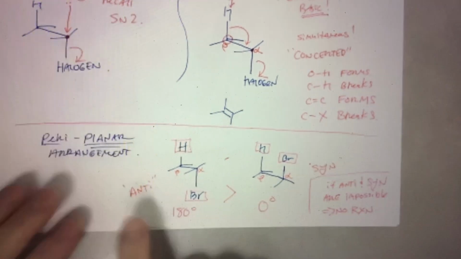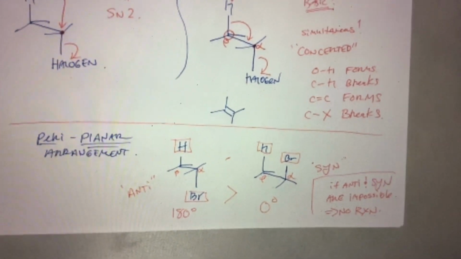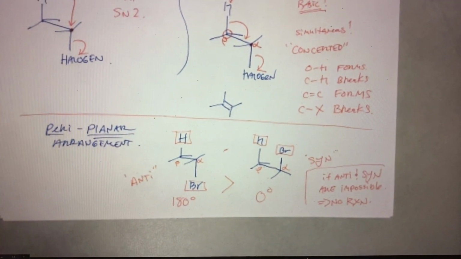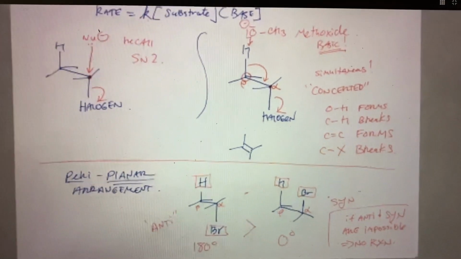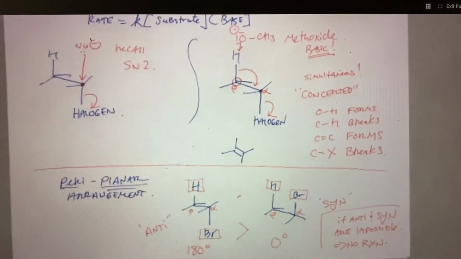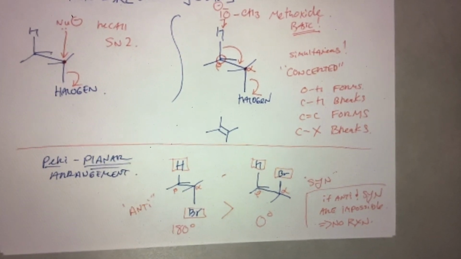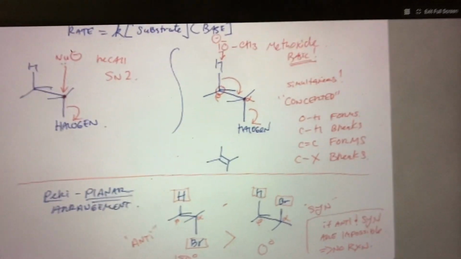Okay? So this is a requirement. We have to have these things aligned this way. And it's not a major deal for us, really. You'll see why as we do some problems. We're going to be able to almost always get to anti or syn conformations. We're not going to have to think about it for every single thing we try. Let's just actually move forward, do some examples. You'll see exactly what I mean.